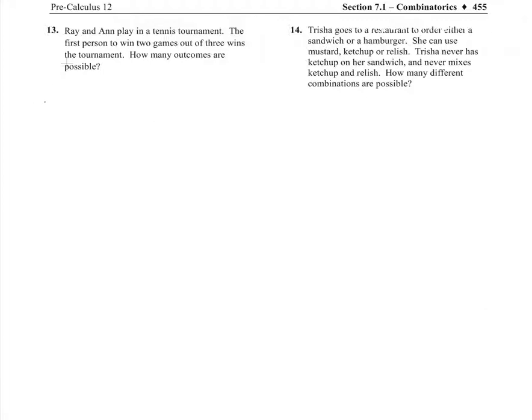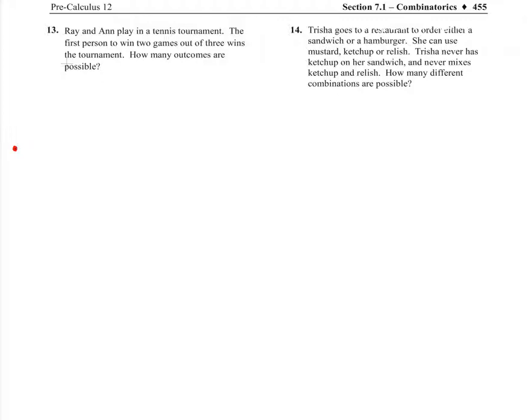All right, so let's just read the first question here. It says, Ray and Ann play in a tennis tournament. The first person to win 2 out of 3 games wins the tournament. How many outcomes are possible? For this one, you're going to want to use a visual aid. If you draw out a web or a map, whatever you want to call it, it helps. So we're going to start at our point at the tournament.